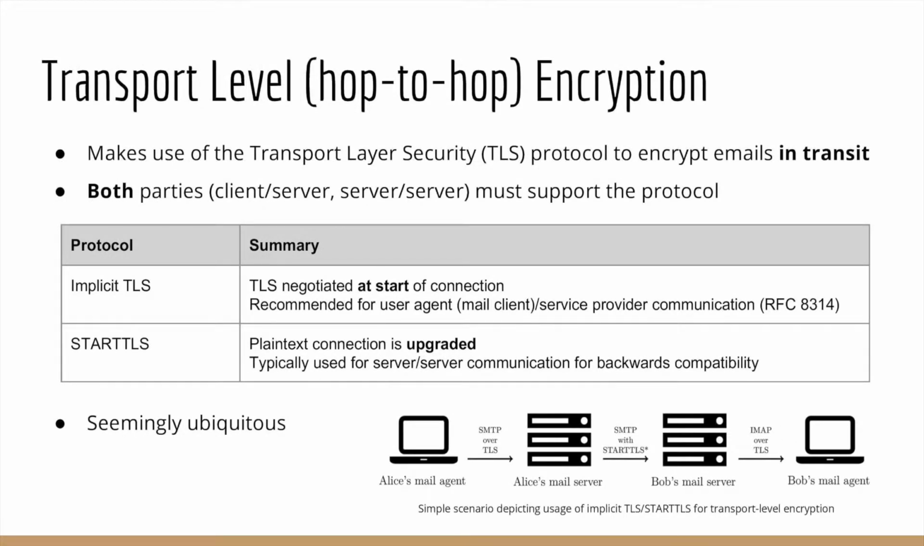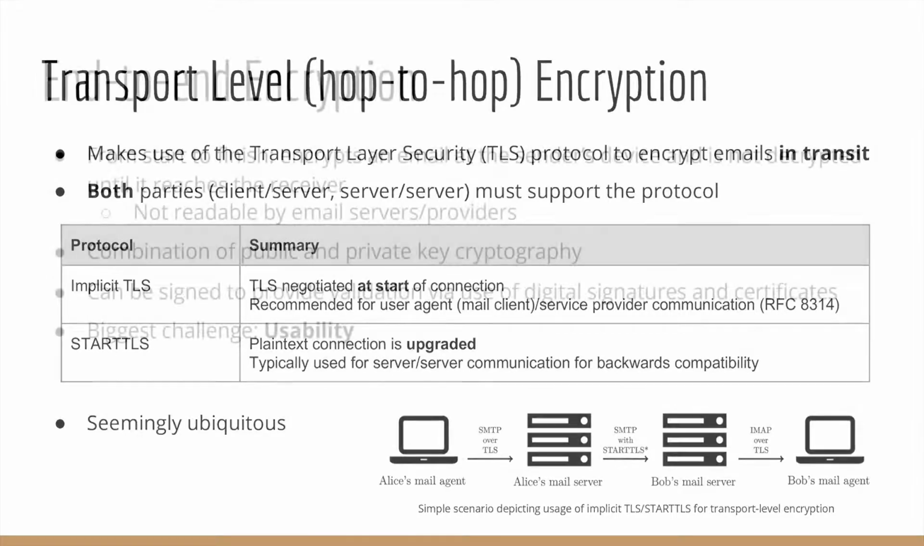Transport level encryption is concerned with the security of emails while in transit. Both implicit TLS and STARTTLS can be used, under the circumstance that both parties must be able to support the protocol. Transport level encryption is seemingly ubiquitous, with most major email providers already adopting TLS. The focus of new efforts is in the security of implementations. For this reason, the focus of this project is on the area of end-to-end encryption instead.